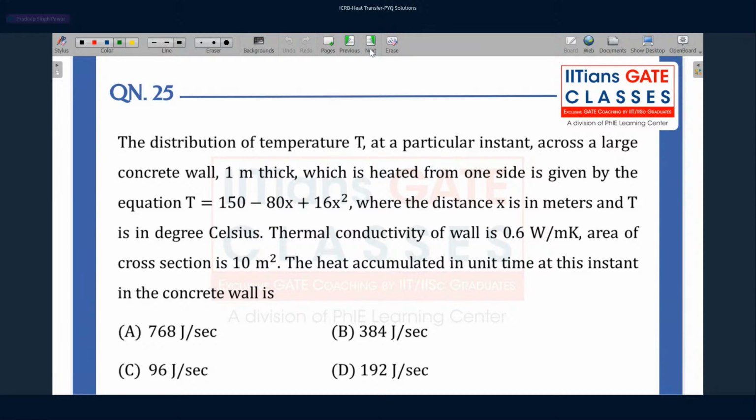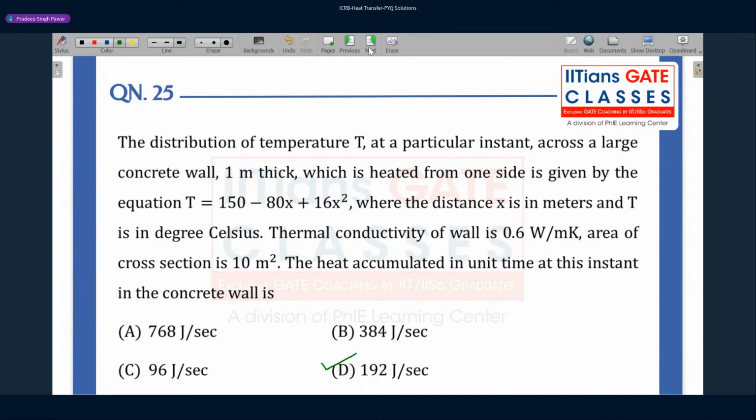Okay. Now, what we need to calculate is the heat accumulated in unit time at this instant. What is the heat which is getting accumulated? So let me tell you the answer, and then we will see how we get this answer. The answer is 192 joule per second, answer D. Let's see how we get this answer.